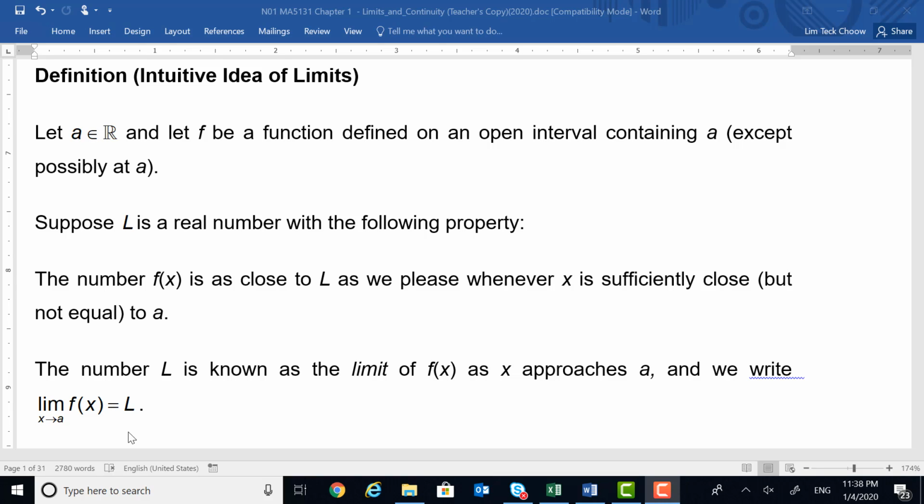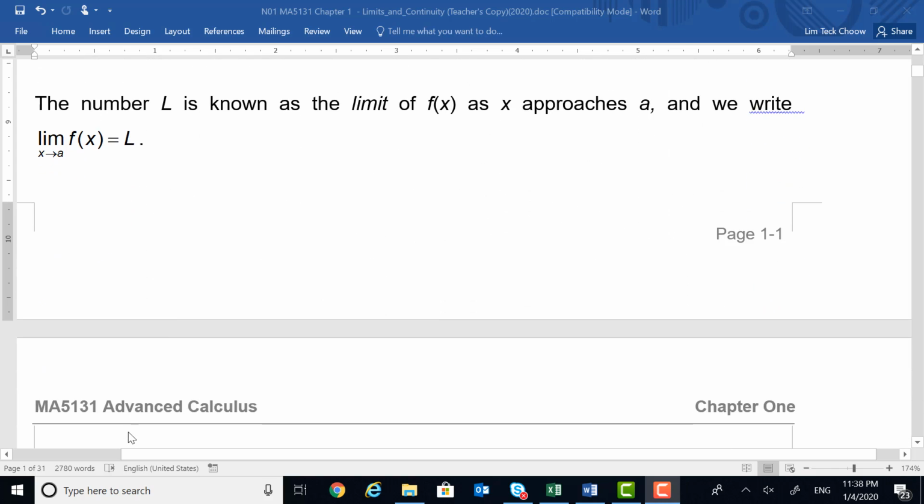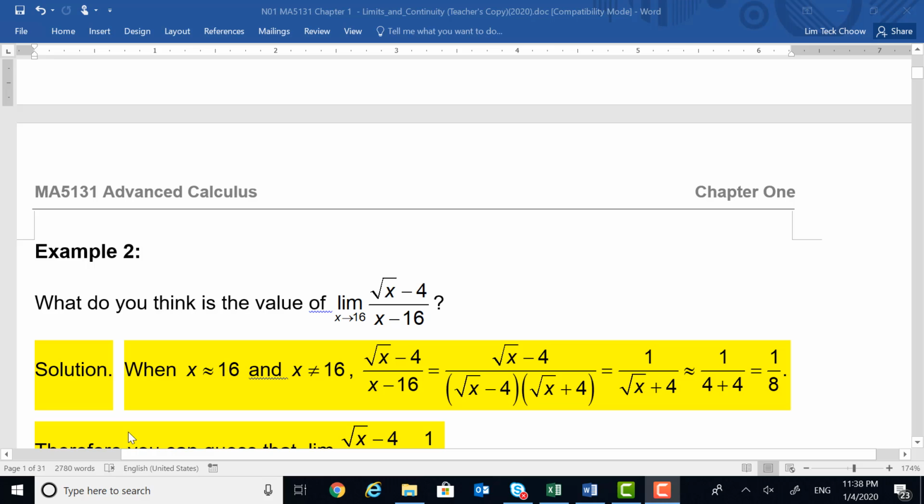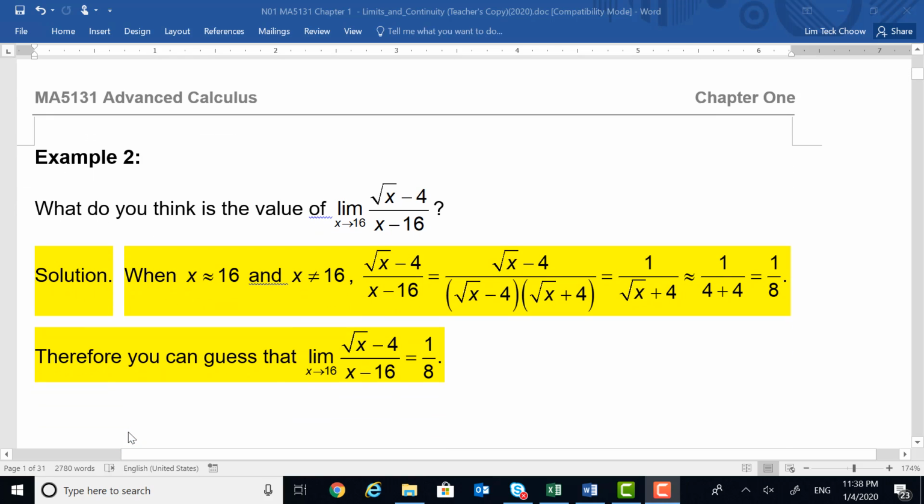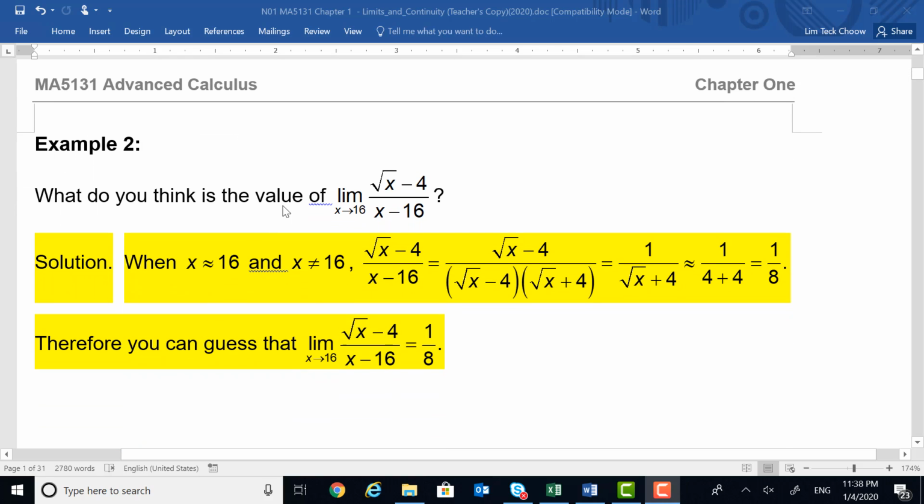Okay, so with this formal statement put in place, let's now look at some simple examples. In example 2, you are asked, what do you think is the value of this limit? To think through and work out a value for this limit, you look at this function. Obviously, at the point x equals 16, this function is undefined because you're going to come up with a 0 over 0.